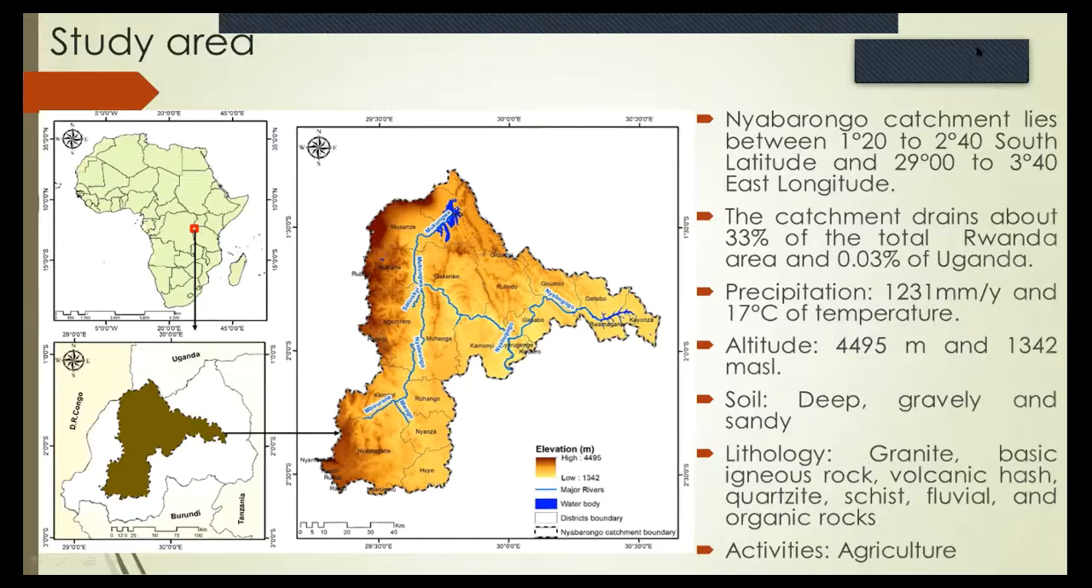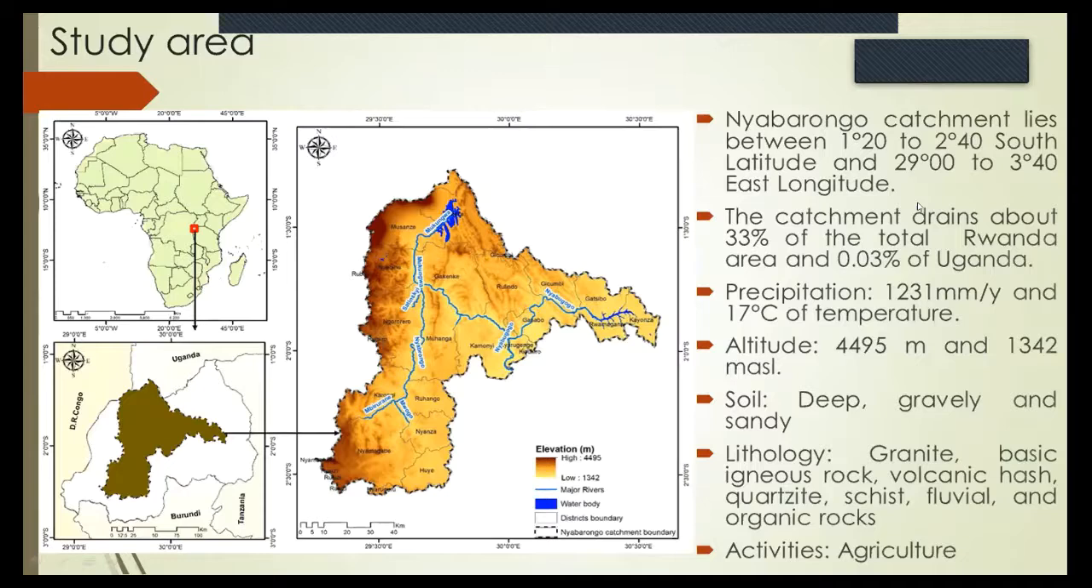The elevation ranges from 1,342 to 4,495 meters above sea level. Agriculture is the mainstay of the economy for about 90% of the population. And the catchment is vulnerable and susceptible to many geohazards like erosion, landslides, flooding, and others.